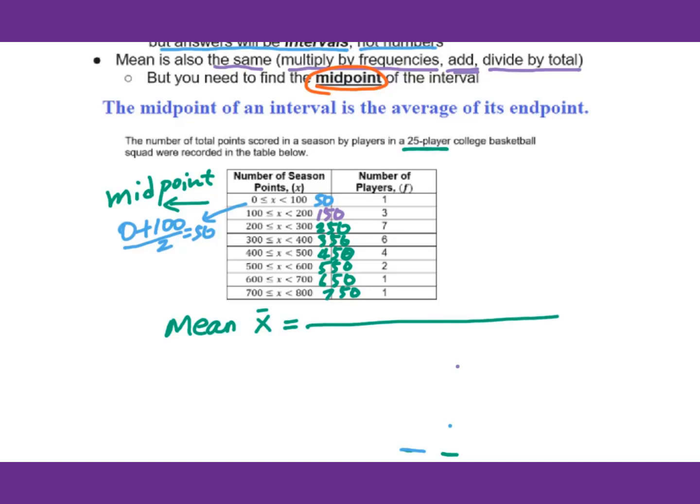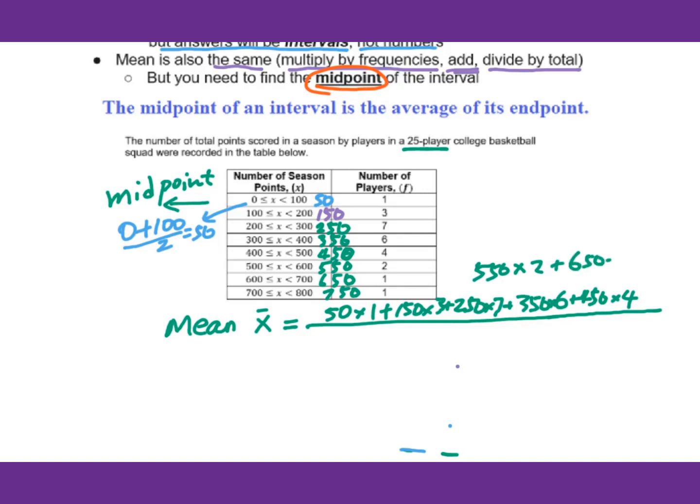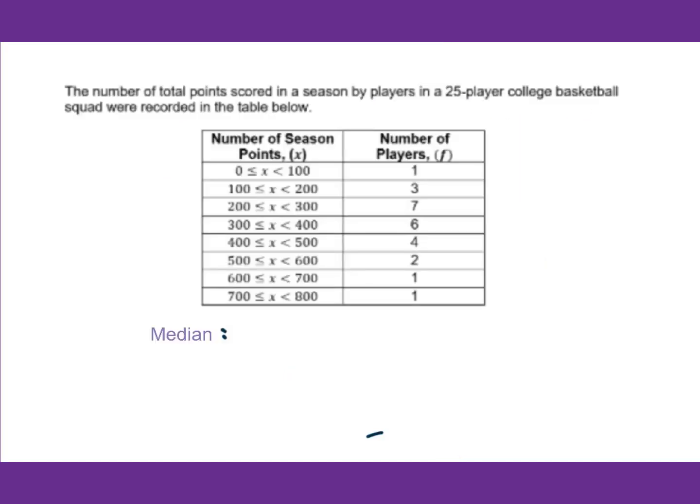Then I use the midpoint to multiply by frequency. So we have 50 times 1 plus 150 times 3 plus 250 times 7 plus 350 times 6 plus 450 times 4 and 550 times 2 plus 650 plus 750, because they both multiply by 1. Then divide by the total frequency, which is the number of players. They already show it here. That's 25 players. So we plug in, and the answer will be 334.